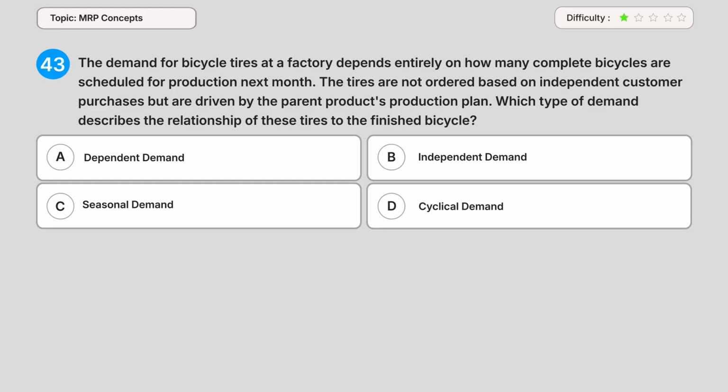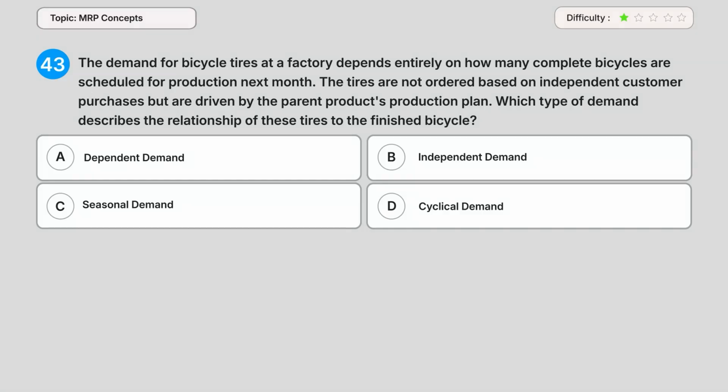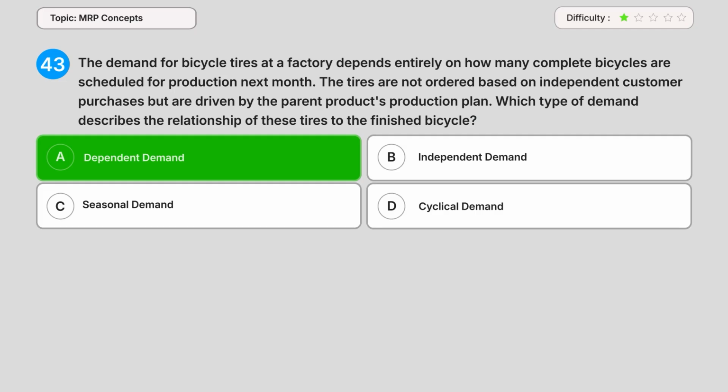A. Dependent demand. B. Independent demand. C. Seasonal demand. D. Cyclical demand. What do you think is the answer? Correct answer, A. Dependent demand.